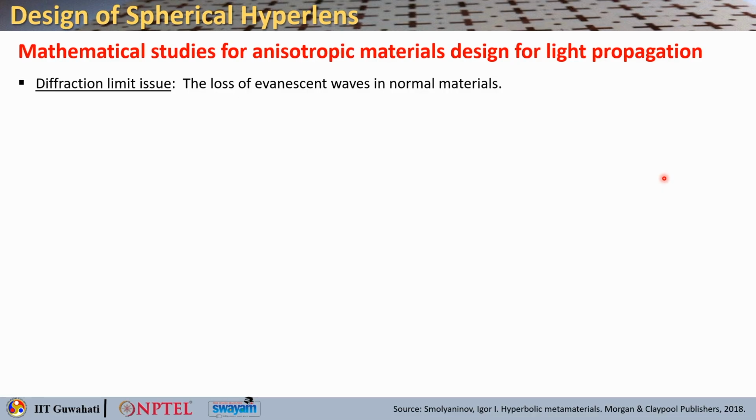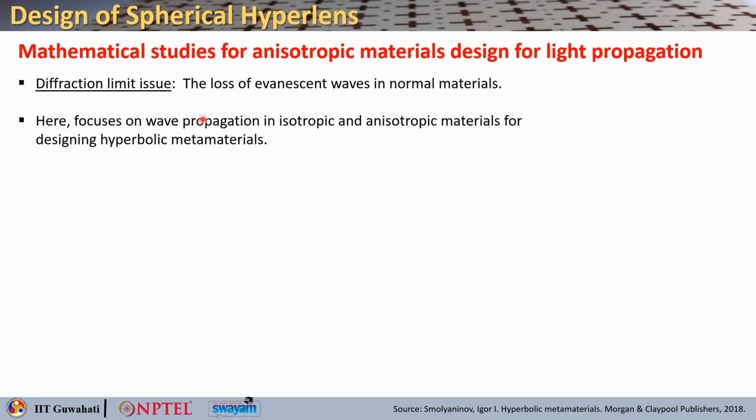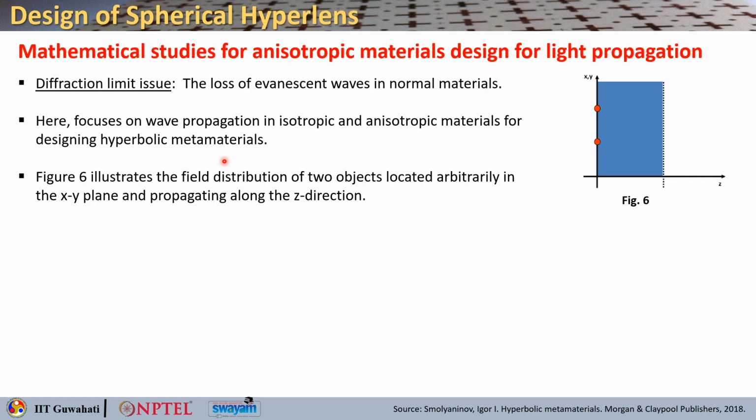So, let us look into the mathematical studies for this kind of anisotropic material design that can support light propagation from diffraction limited objects. The diffraction limit issue is mainly because of the loss of the evanescent waves in normal material. So, our focus here will be to see the wave propagation in isotropic and in anisotropic material that allows us to design these hyperbolic metamaterials.